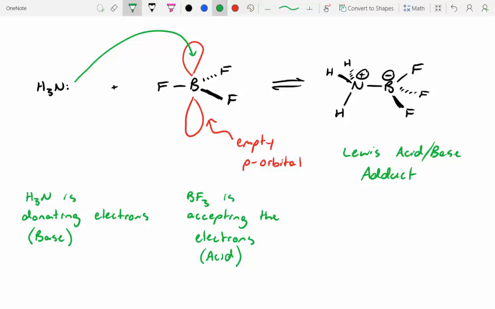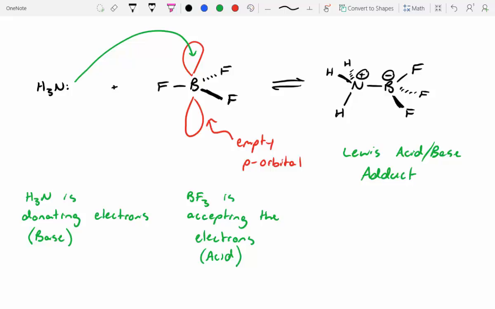Occasionally, you might see it in other textbooks where instead of a covalent bond between nitrogen and boron, they'll show this as an arrow like that to indicate that this is a Lewis acid-base adduct. Usually the Klein textbook will just show a covalent bond though to avoid any confusion. But I did want to point that out in case you open up a textbook next year and you see something that looks different.